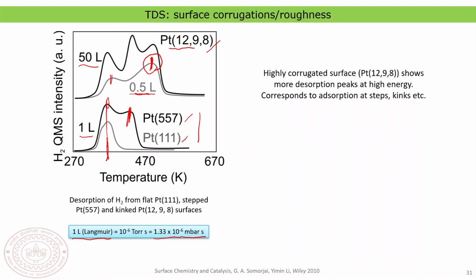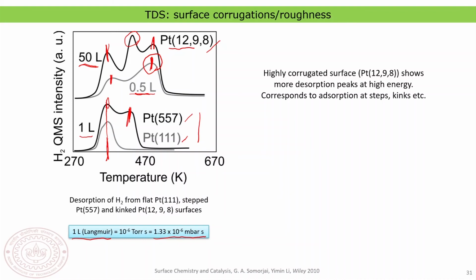Now something interesting, you would also notice that at a very high coverage, at 50 layer, you have not just the molecules that are coming from the terrace and also from the step edges, you also have an additional peak which actually corresponds to a high density packed structure on the surface.